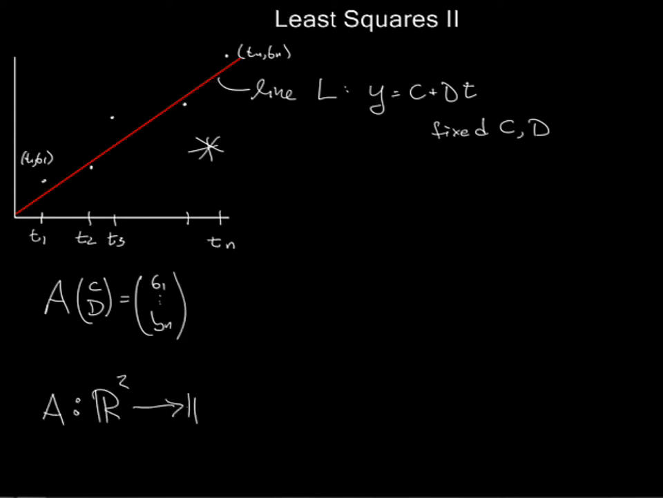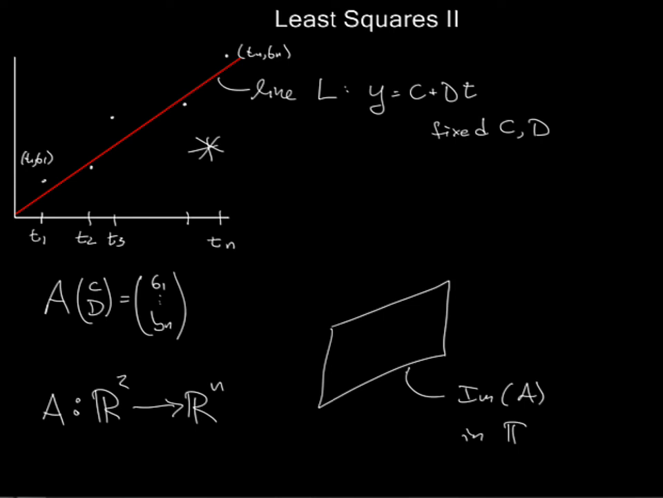So the least squares picture is that we have this map A from R2 to Rn, because (C, D) is in R2 and B1 through Bn are in Rn. And the image is this two-dimensional plane inside Rn, and this is the point that we're looking for. So that's how we think of this as a least squares problem.